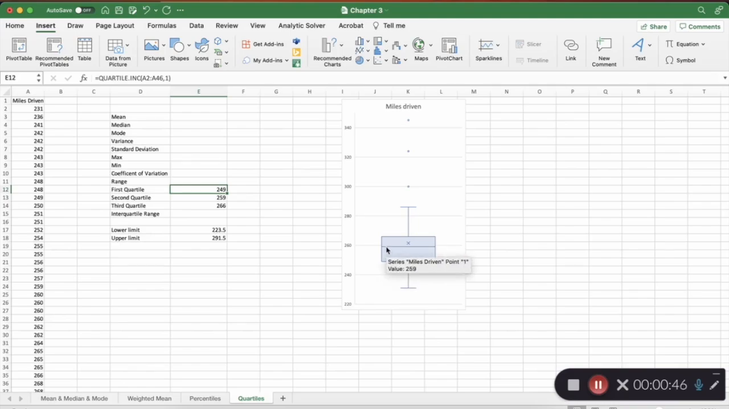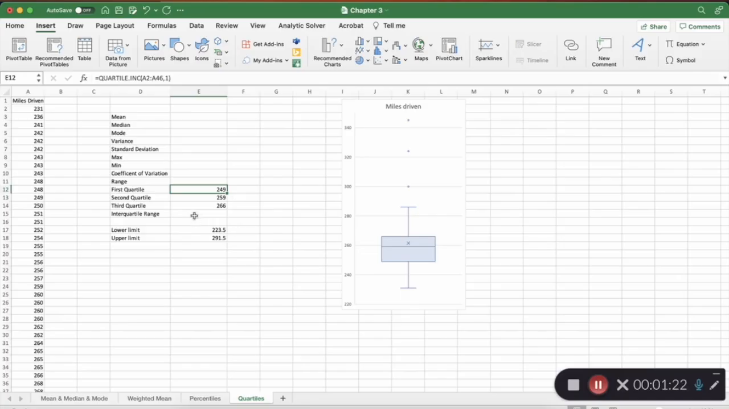And the second quartile, which represents the median, by the way, we got 259, so that means 50% of the data is less than this value. And the third quartile, which is in this case 266, means 75% of the data is less than this value. And also we found the lower limit and the upper limit, and we used the interquartile range.